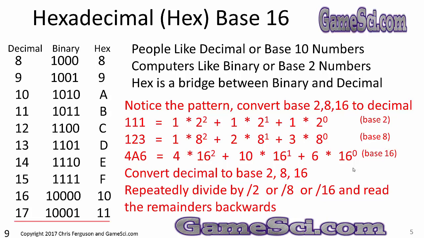What if you're going the opposite direction? What if you're going to convert from decimal to base 2, 8, or 16? Well, what's the opposite of multiplication? It's divide. Repeatedly divide by 2 to convert from decimal to binary. Repeatedly divide by 8 to convert from decimal to octal. Repeatedly divide by 16 to convert from decimal to hexadecimal. And read the remainders backwards. That's all you have to remember. That's the only tricky part: it's to read the remainders backwards. The first divide produces the least significant digit of the result. The last divide produces the most significant digit.